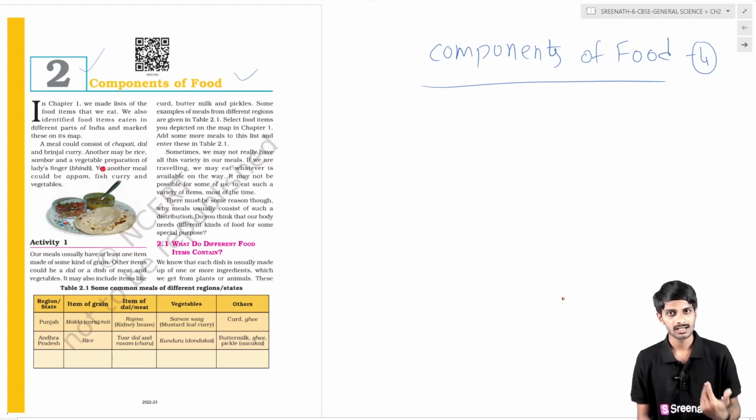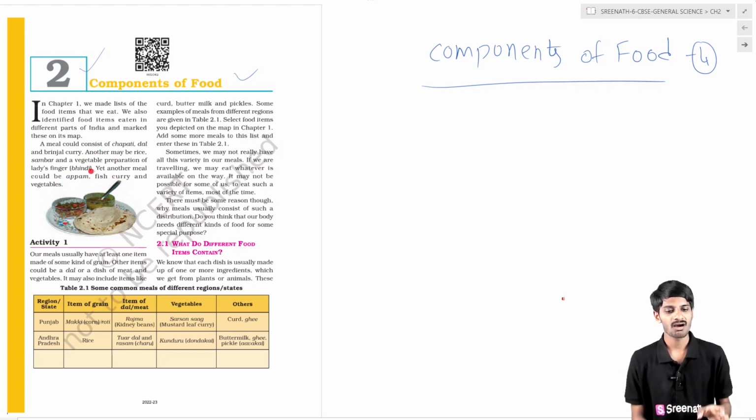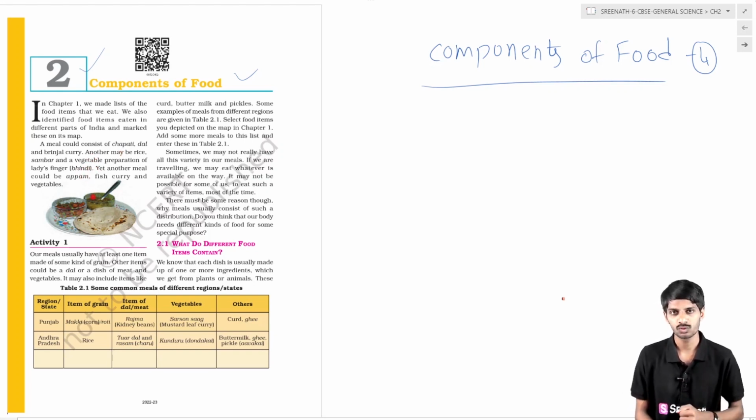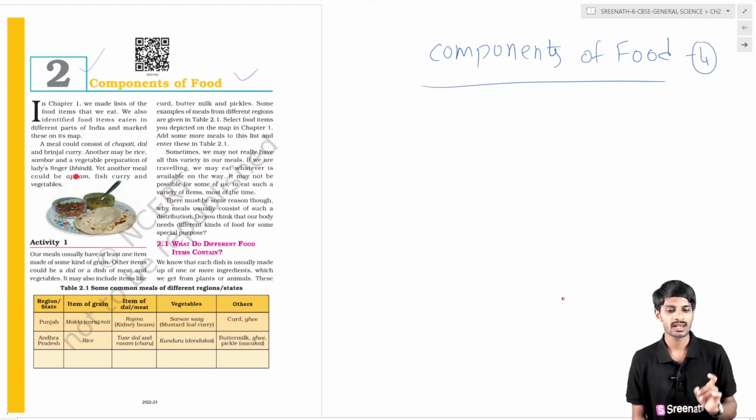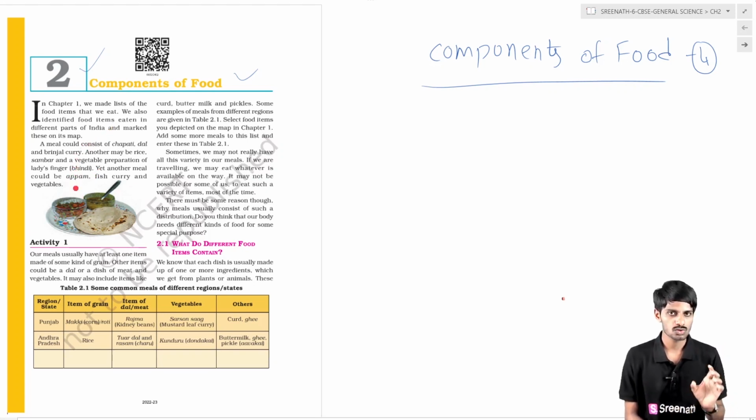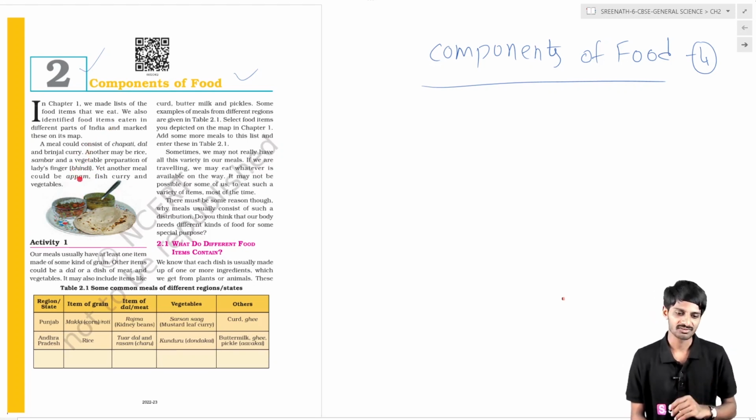In addition to it, there must be appadam or fish curry and vegetables like that. These are there in southern India. Chapati, dal and brinjal curry are in northern India. These are commonly present in our food items. After completing this chapter, we will know why we are following that diet, and why we are having those food items daily in our life. Before starting our first topic, we have seen the common food items in our day-to-day life.